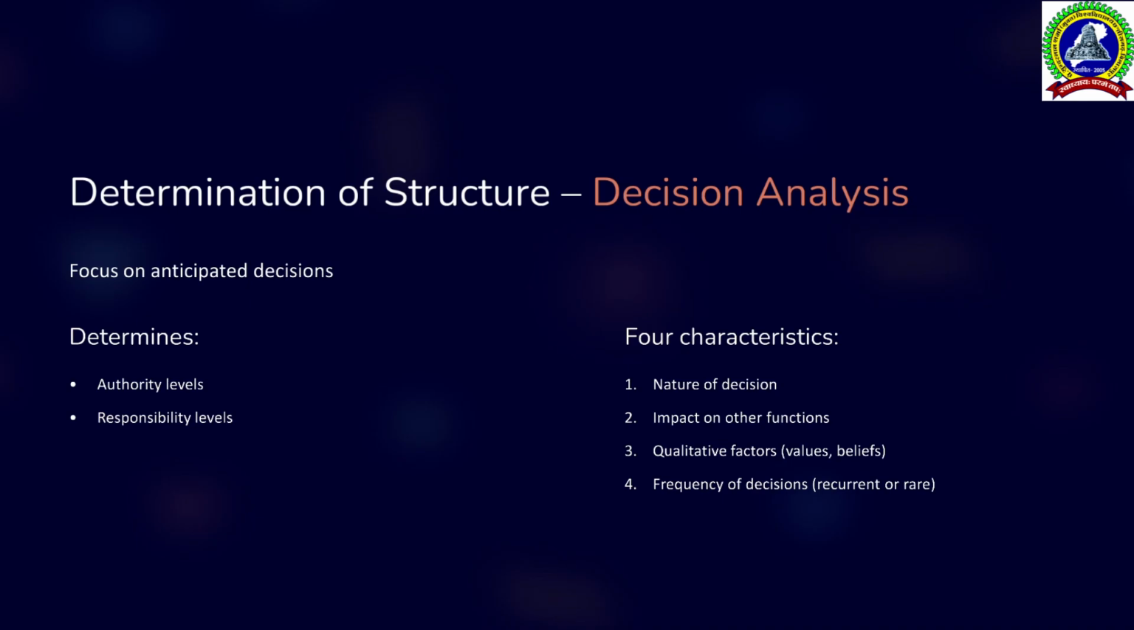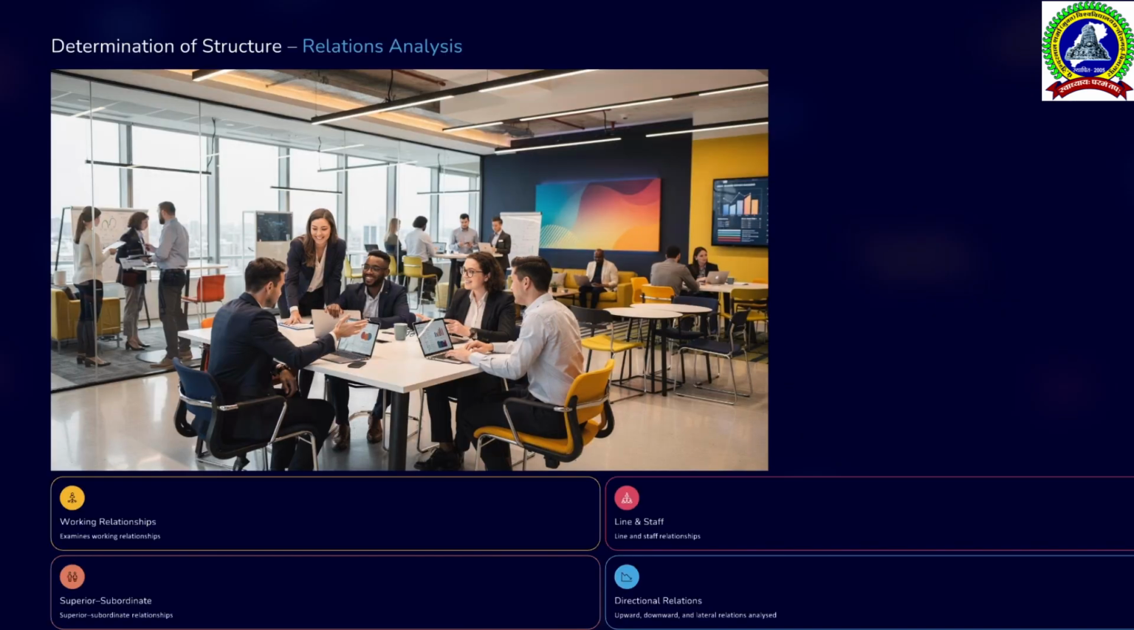Recurrent decisions require established rules and procedures, whereas rare decisions must be handled as unique situations. This analysis helps in determining how much authority should be delegated and at which level decisions should be made. Now we will study the third method, relations analysis, which explains relationships and coordination among managers, staff and departments.